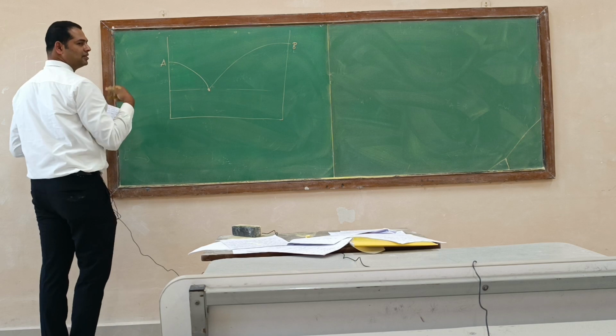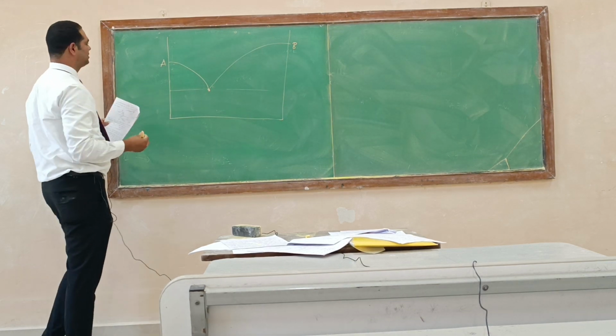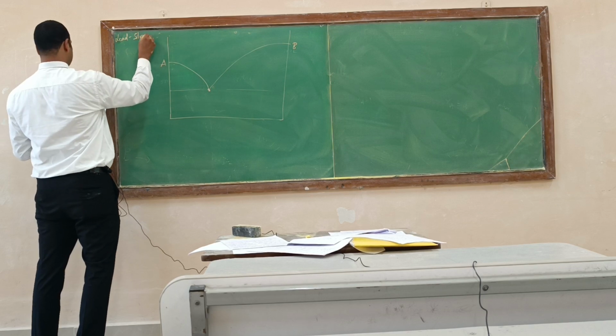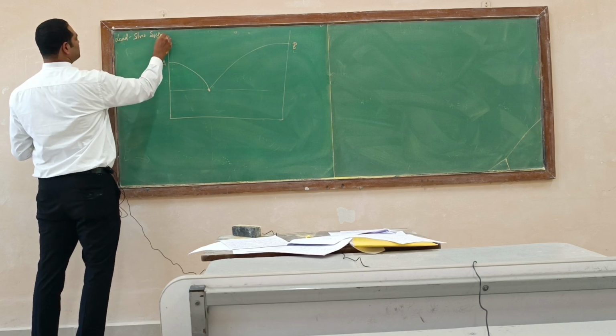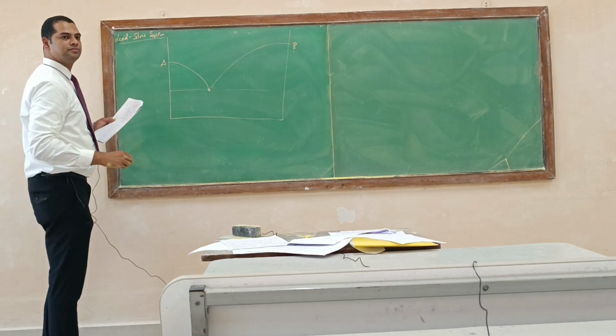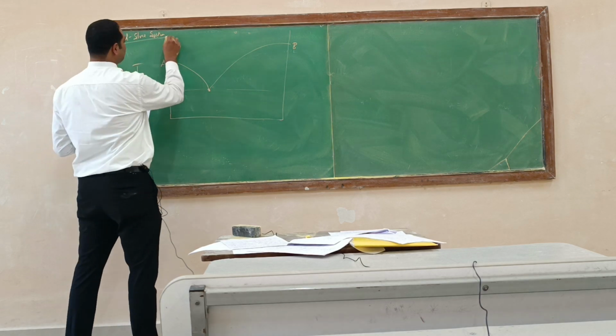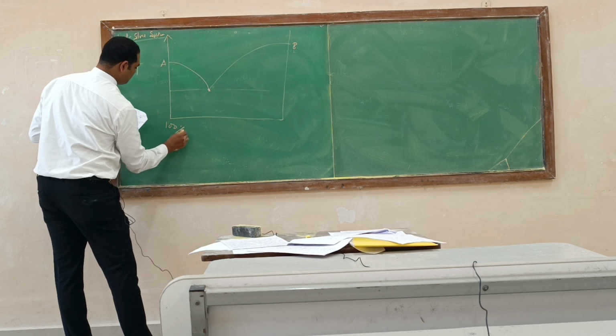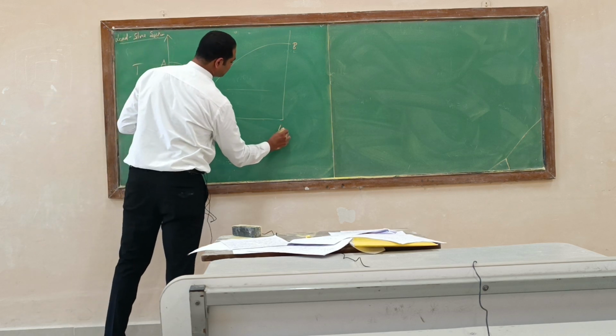So, an example of a eutectic system is the lead-silver system. Okay, so this is the temperature, and this is the composition. So this is 100% of lead. Okay, this is 100% of silver.